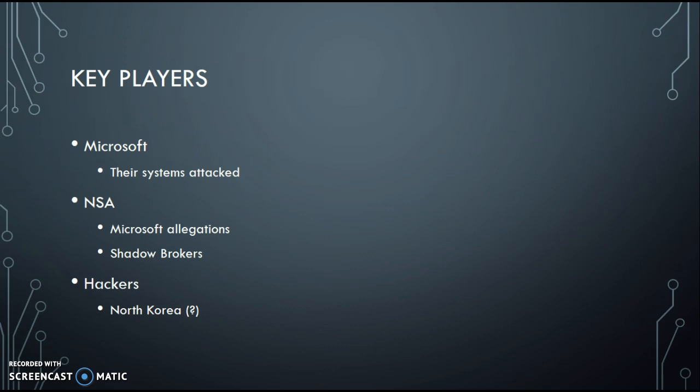The next organization involved is the NSA. According to reports and allegations from Microsoft, the hack was discovered by the NSA, who then kept that information on file to possibly use for surveillance in the future. This was discovered because a group of hackers known as Shadow Brokers stole NSA data and then released it online.